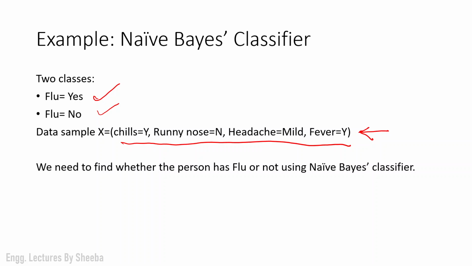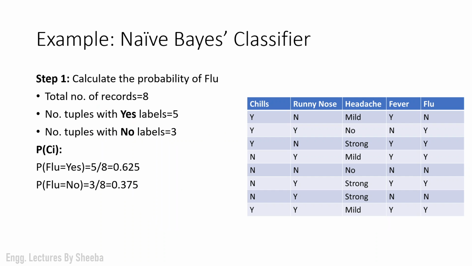So the conditions given are chills is equal to Y, runny nose is equal to N, headache is equal to mild, fever is equal to Y. We can predict whether this person has flu or not using a naive-Bayes classifier. So the first step is you have to find the probability of flu, yes or no.